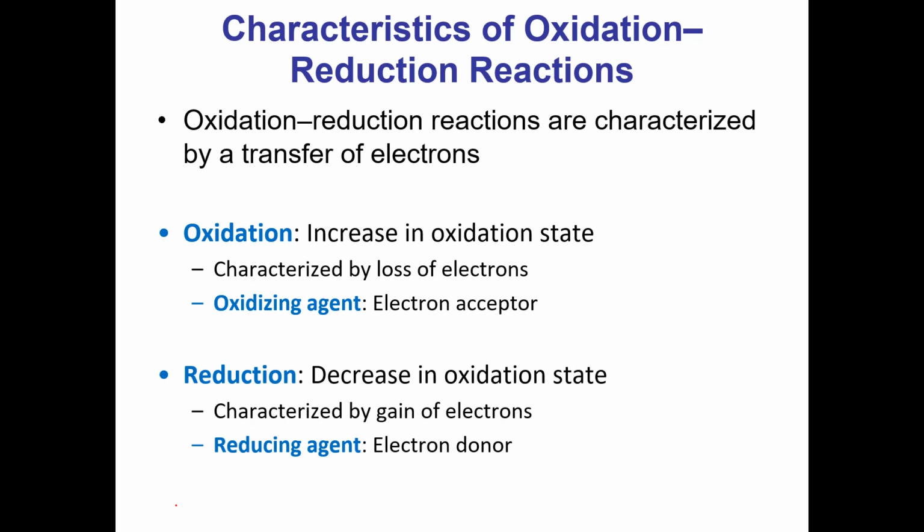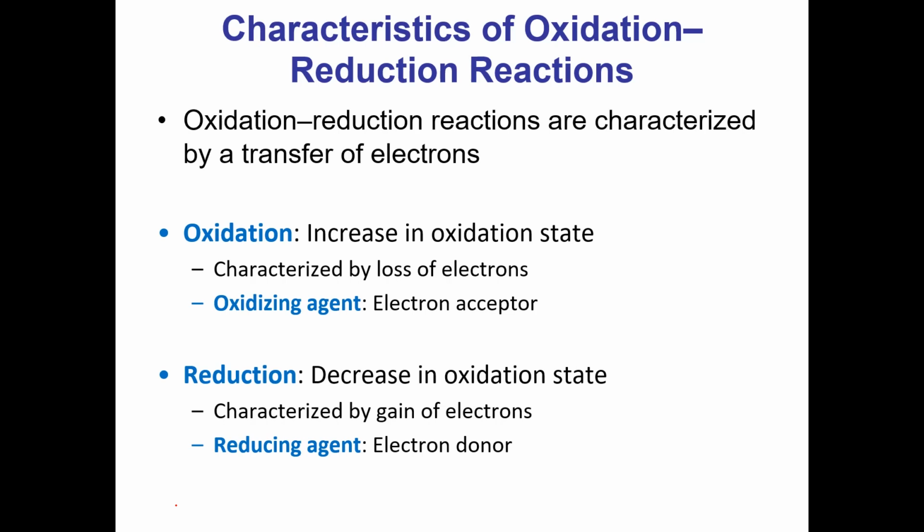An oxidation-reduction reaction is characterized by transfer of electrons. So an oxidation is defined as a loss of electrons. So we increase the oxidation state by losing electrons. The oxidizing agent is the one that accepts electrons. Reduction is characterized by a gain of electrons, so we decrease the oxidation state.